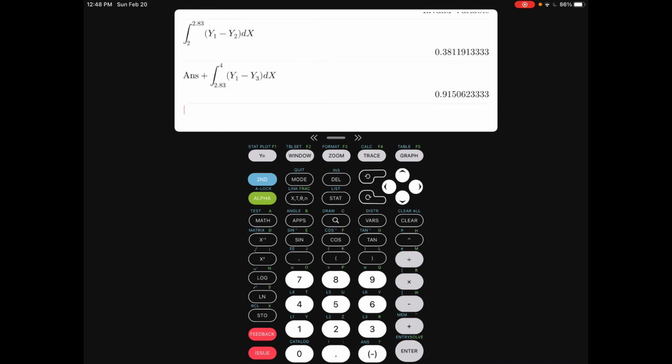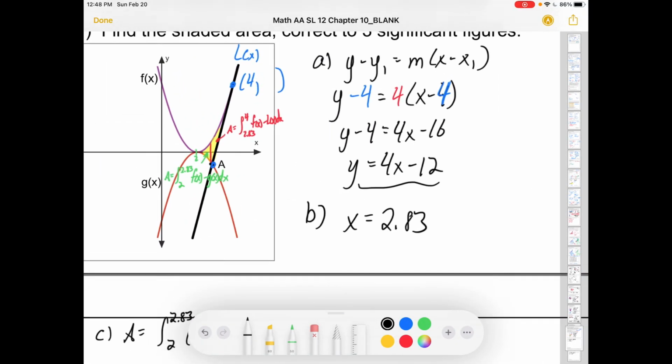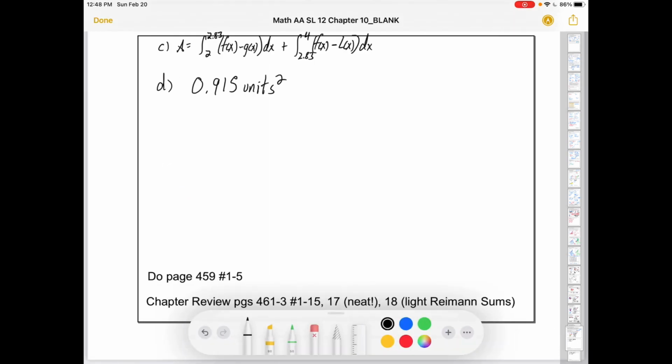My emulator had a little bit of a hard time with it, so I had to go and do it in pieces, but in the end I get 0.915. That's probably about as rough as these questions are going to get for us, where we have these slanted boundaries. When you have a slanted boundary, though, try and split it up into 2 parts, split up with a vertical line. For practice, you can check out page 459, numbers 1 to 5, and you can do any of the chapter review on page 461 to 463.